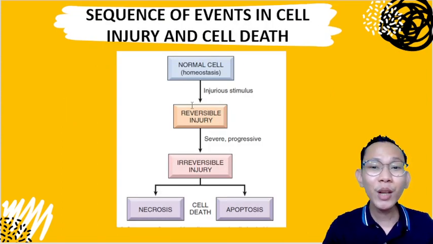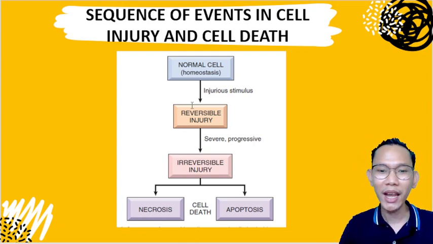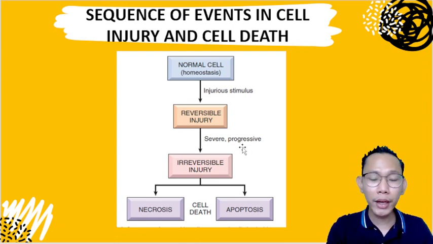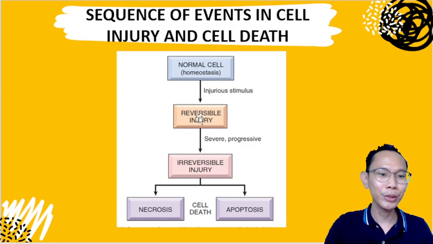So let's talk about the sequence of events in your cell injury and cell death. We already discussed this one. Your cell will have to maintain a homeostatic environment. However, if there is an injurious stimulus, it may cause reversible injury. Pag na-survive ang isang cell for that reversible injury, pwede siyang bumalik into a normal state. However, when it becomes severe or progressive, it will undergo irreversible injury, or what we term now as your cell death. Your cell death can either be necrosis and your apoptosis. For now, first, we will discuss your reversible injury muna tayo.